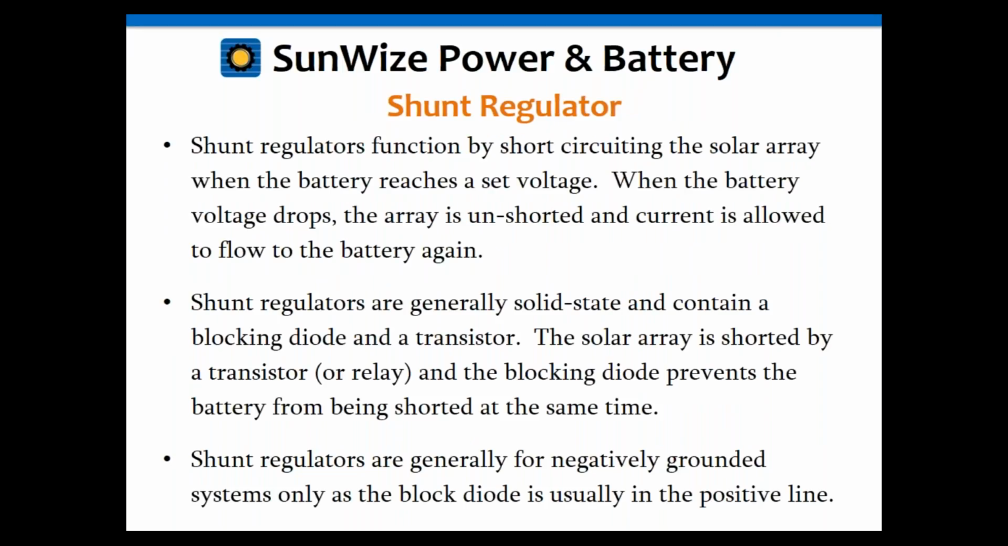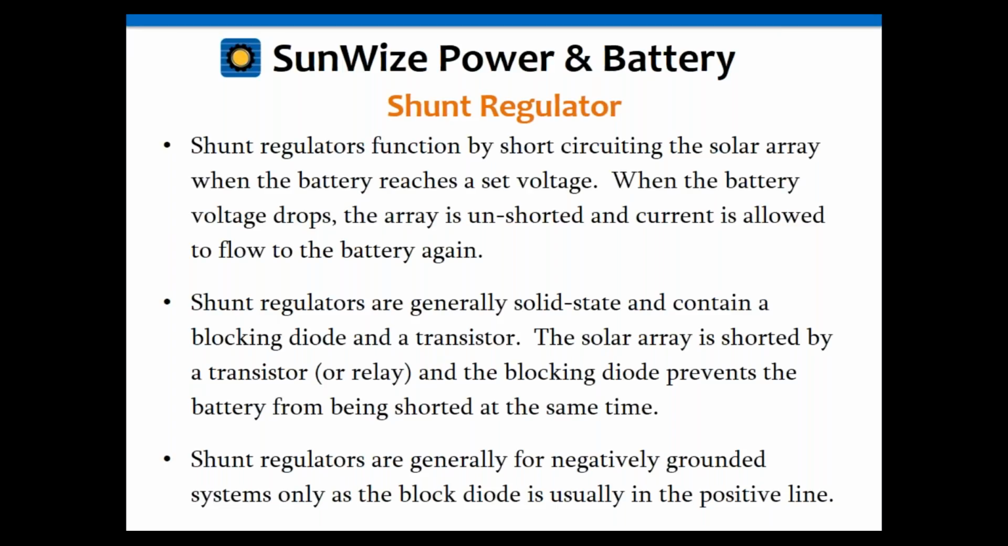So let's start with the shunt regulator. Shunt regulators are one of the older technologies that's been around since the 80s. Although it is an older technology, it still works quite well. They are still used today. Some of them have Class 1 Div 2 certifications. They're used quite a bit in the oil and gas industry. They function by short-circuiting the solar array when a battery reaches a set voltage.